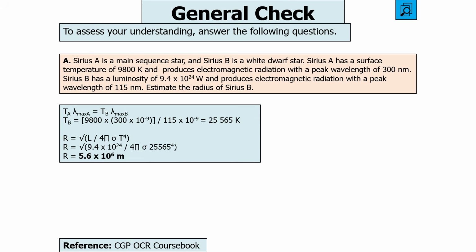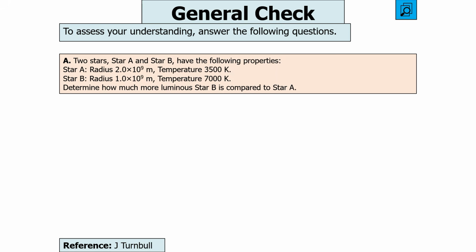We then pop in all the values and we get 5.6 times 10 to the 6 meters. Two stars, star A and star B, have the following properties. Star A has a radius of 2 times 10 to 9 meters and a temperature of 3,500 Kelvin. Star B has a radius of 1 times 10 to 9 meters and a temperature of 7,000 Kelvin. Determine how much more luminous star B is compared to star A.